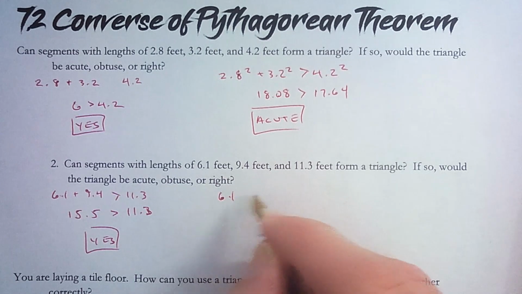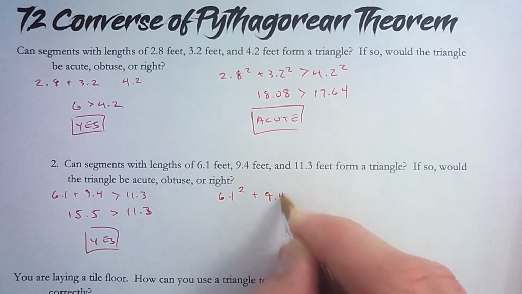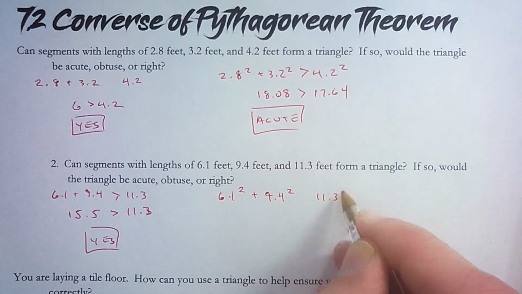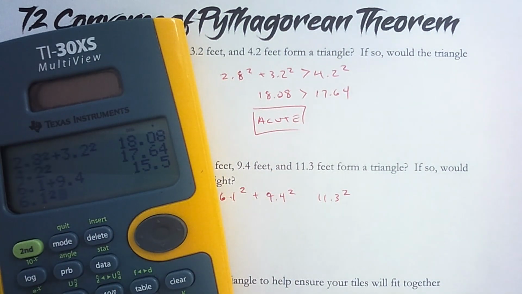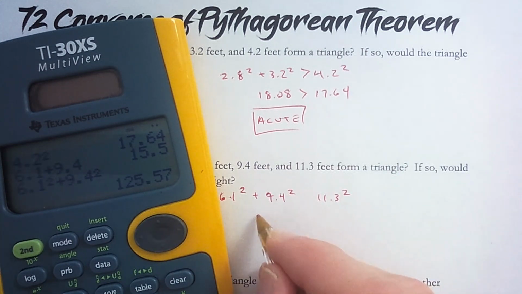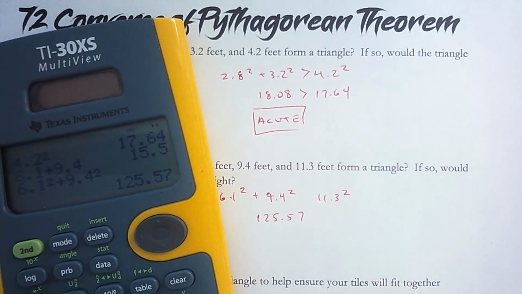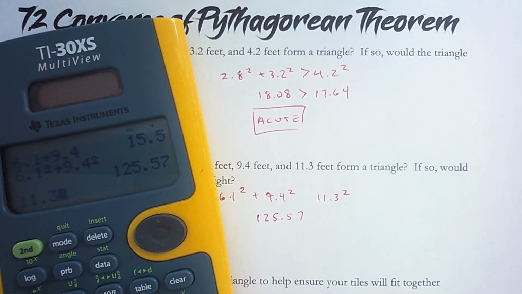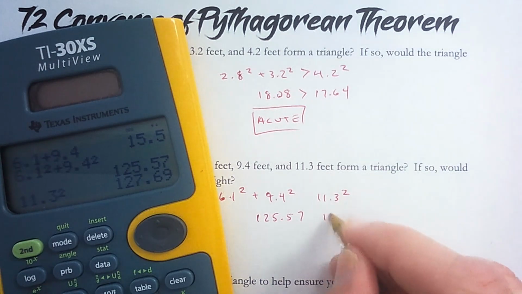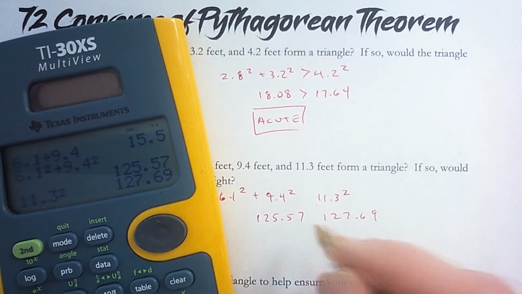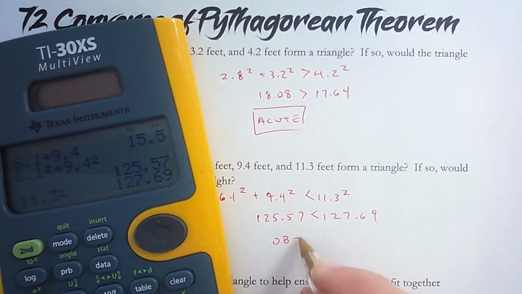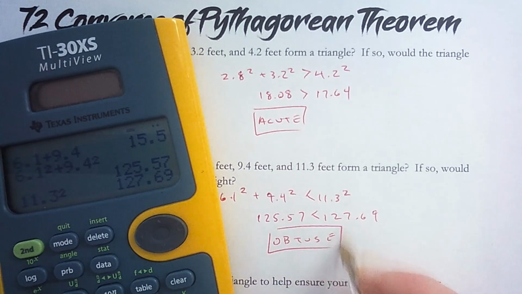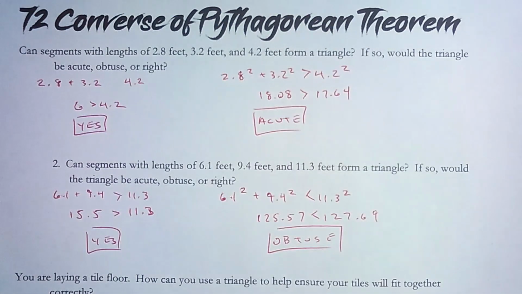Now what kind of triangle would it be? 6.1 squared plus 9.4 squared compared to 11.3 squared. 6.1 squared plus 9.4 squared is 125.57. 11.3 squared is 127.69. So a squared plus b squared is less than c squared. This triangle would be obtuse.